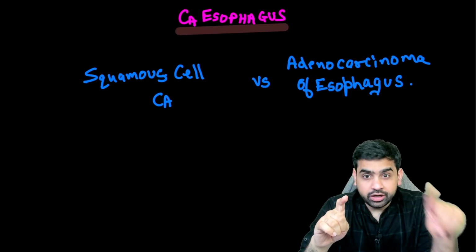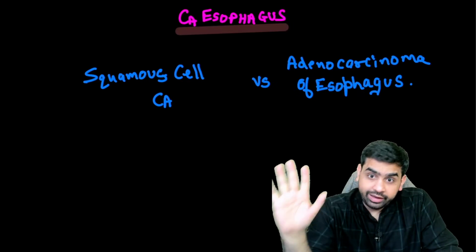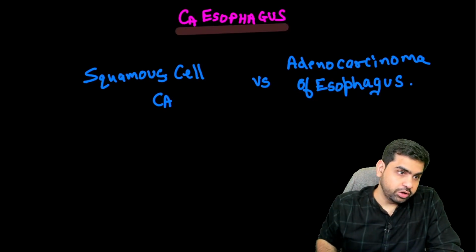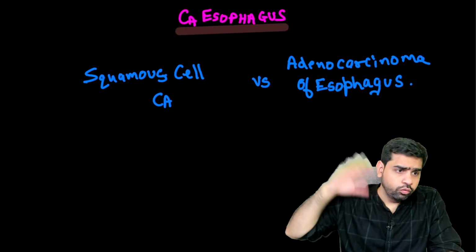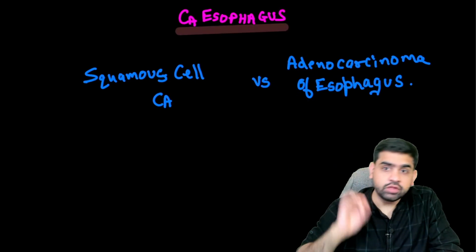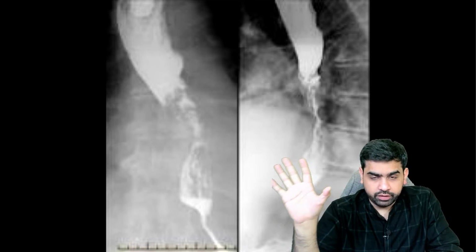Now, in the squamous cell carcinoma, do not forget corrosive acid injury. This has a very high risk, a 1000 times increased risk of squamous cell carcinoma after the corrosive acid injury. Very important. Most common overall is in the lower part of the esophagus, which is an adenocarcinoma.